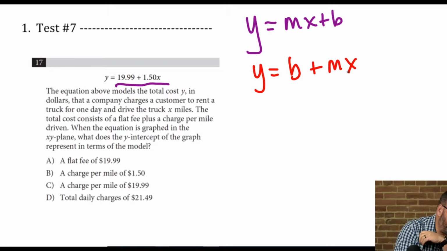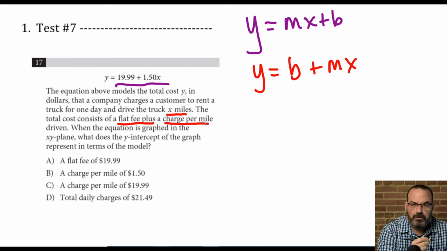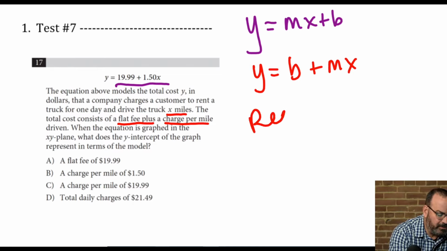So the question asks, the equation above models the total cost y in dollars that a company charges a customer to rent a truck for one day and drive the truck x miles. The total cost consists of a flat fee plus a charge per mile. Phil's rule number 1 is read with your pencil. And that is underline keywords.